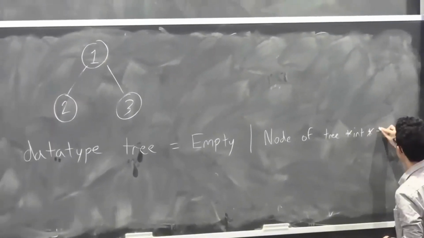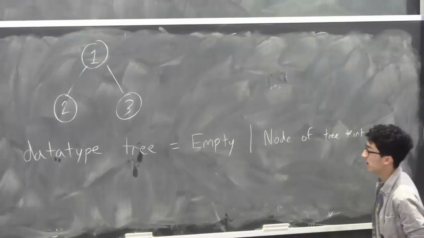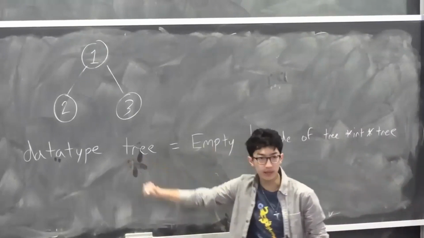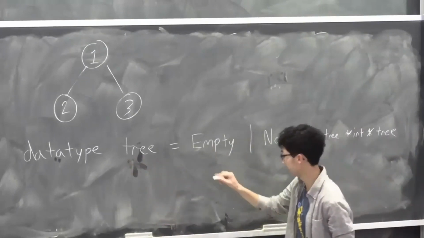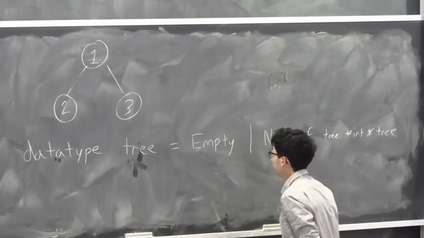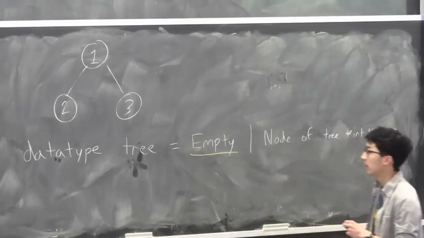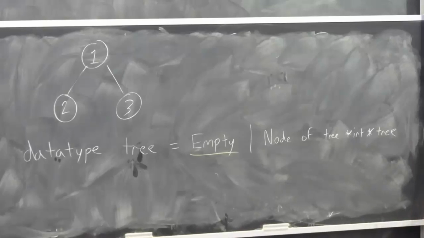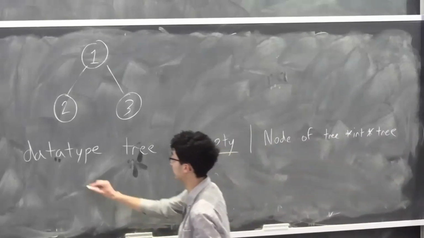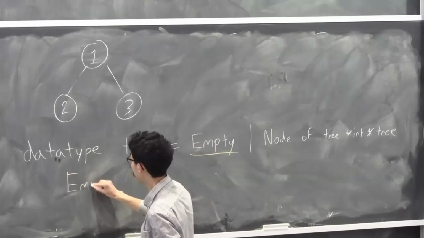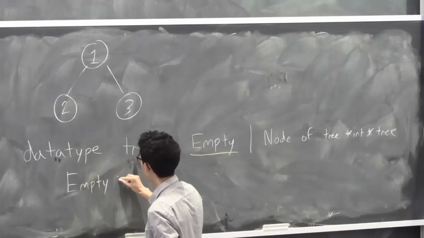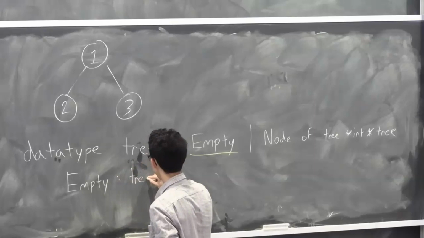All right. And the basic idea here is that this is a type that is two things. One of the things is empty. It's called a constant constructor. It's a constructor for the tree datatype that takes in no arguments. So we might say that empty is itself a value and it's of type tree.